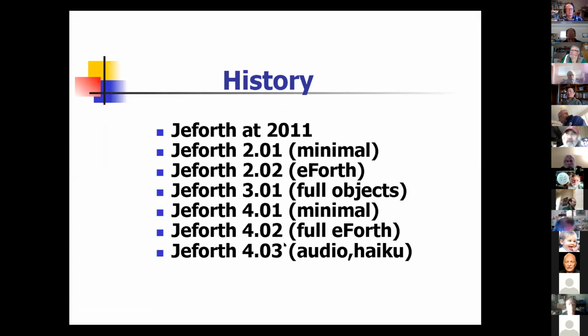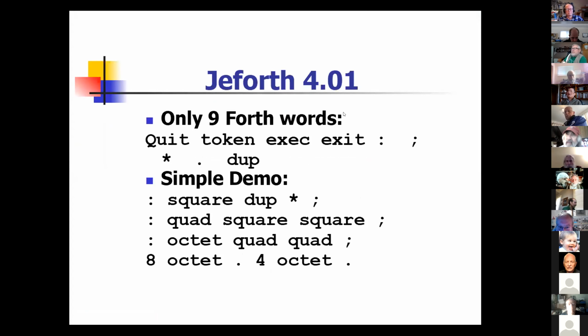So this is a brief history. The jeforth started in 2011, and I couldn't understand it for a long time until I learned Python, and then I said, "Oh, the code looks familiar." So skip all the version 2 and version 3. Let's just get to version 4. 4.1 is the minimum Forth. It only has 9 Forth words.